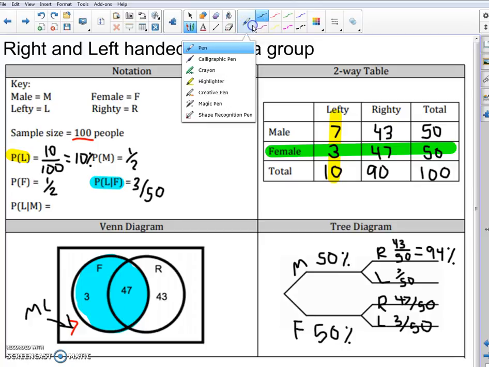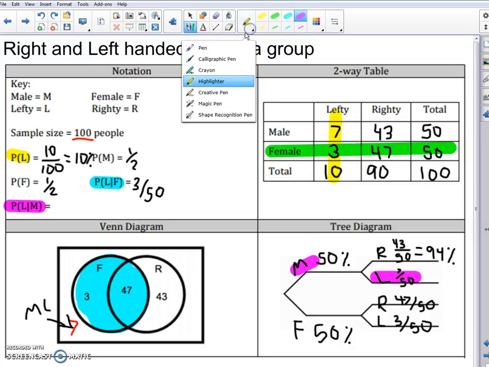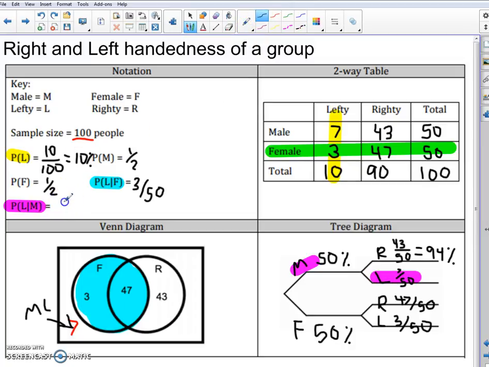Now we're going to take a look at the other conditional one, and let's do this one off of a tree diagram. Really, you could read these off of any one that you're comfortable with, but I would practice from all three. So this one, left-handed, given that they are male. I'm looking at the males, so that's really all I care about. And I want to know, of the males, how many are left-handed, and so that's going to be this number, 7 out of 50, because there's 50 males total, and only some of them are left-handed. So that's what I'm looking at for this number.